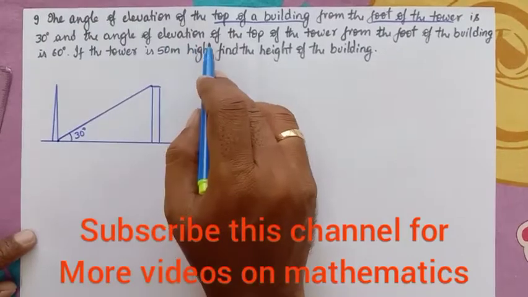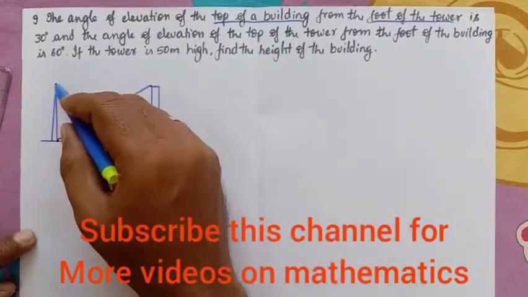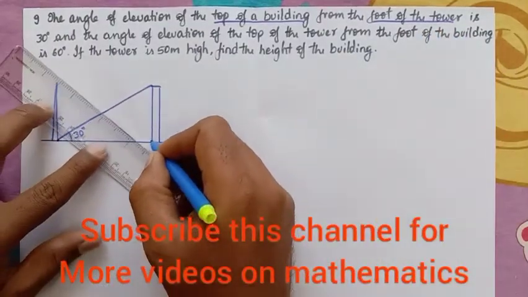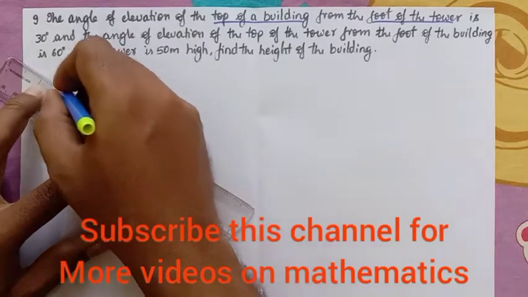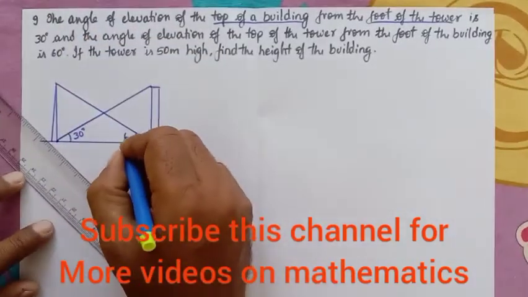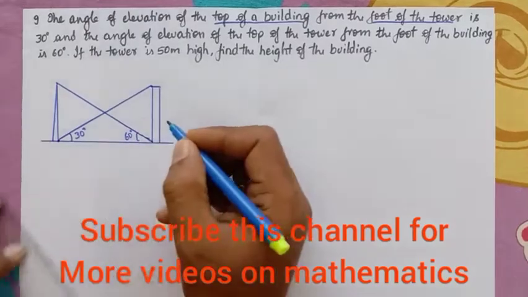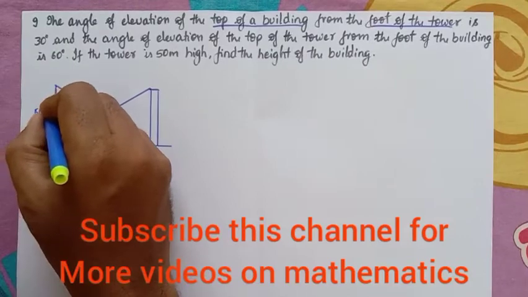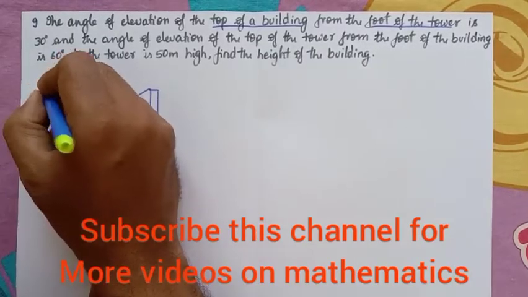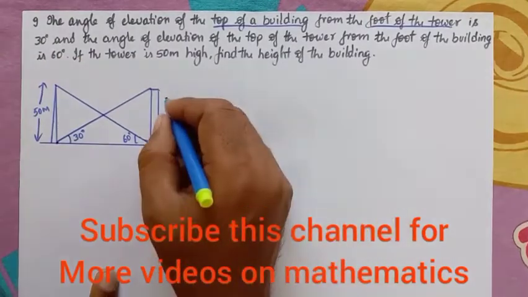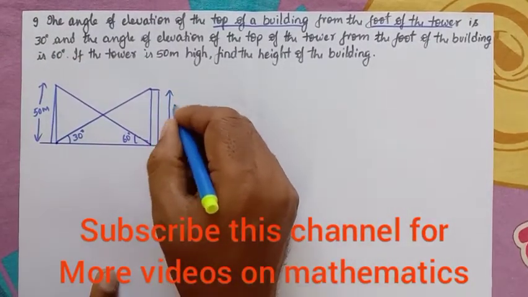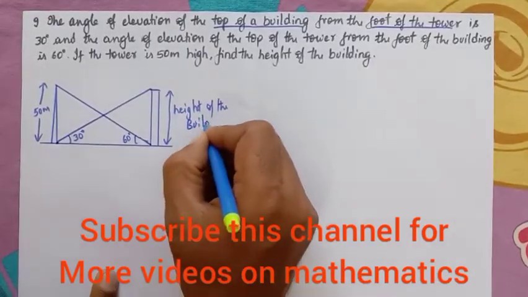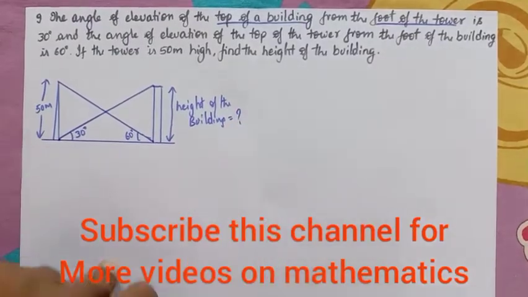And the angle of elevation of the top of the tower. Top of the tower means this one. Top of the tower from the foot of the building is 60 degrees. Here this is 60 degrees. If the tower is 50 meter, the height of the tower is given as 50 meter. Find the height of the building. We have to calculate the height of the building.